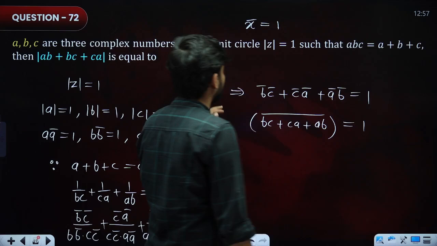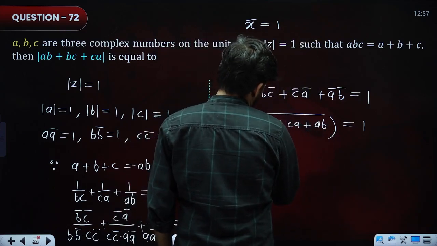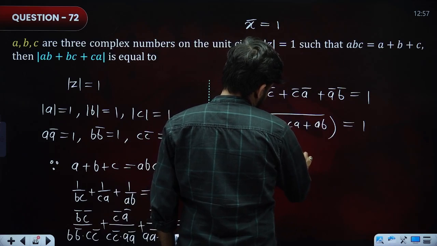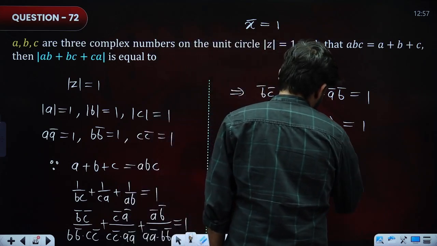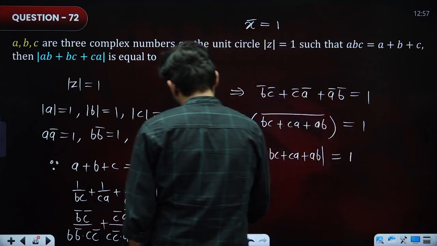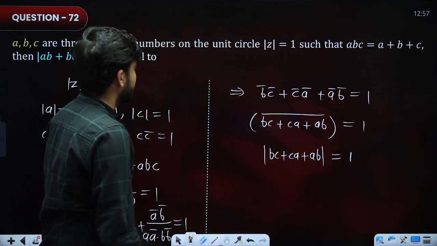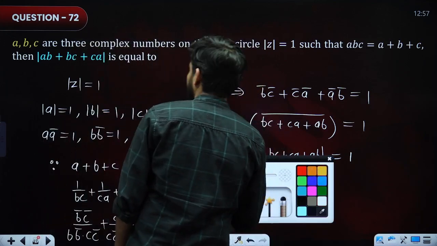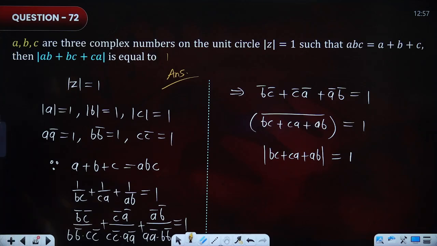So in that case, if we take it in mod also, it is also equal to 1 over here, as you can see. So here this is equal to 1. This should be the answer over here. Okay, you can check the solution over here.